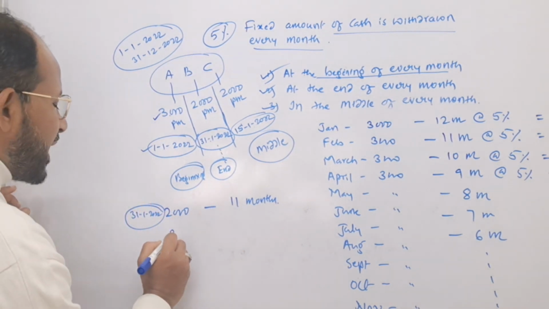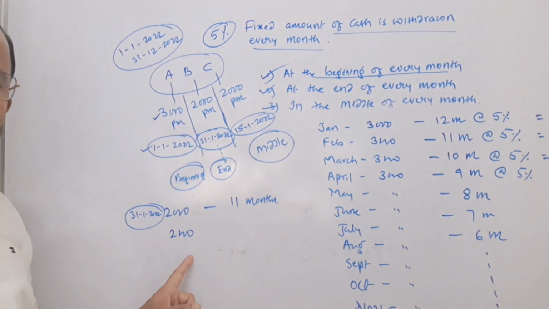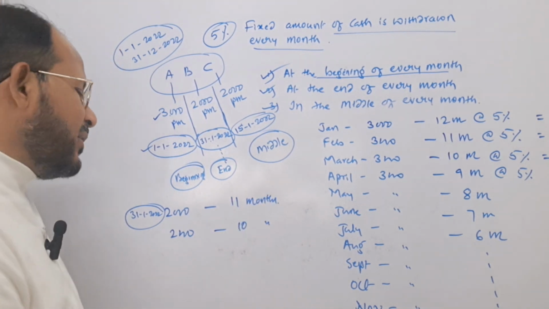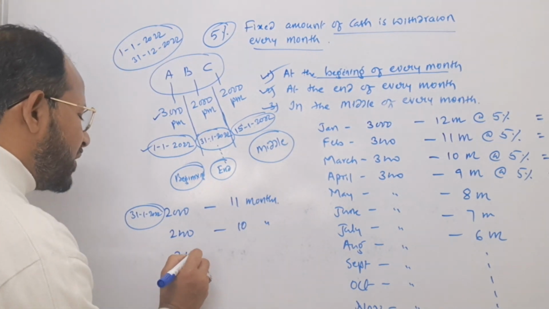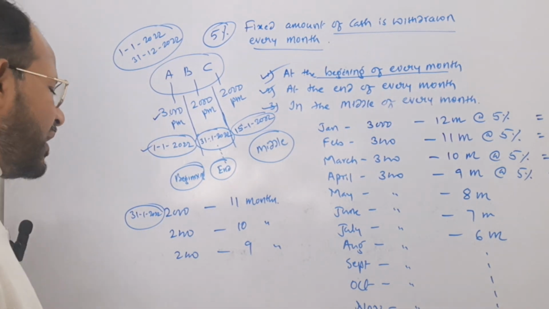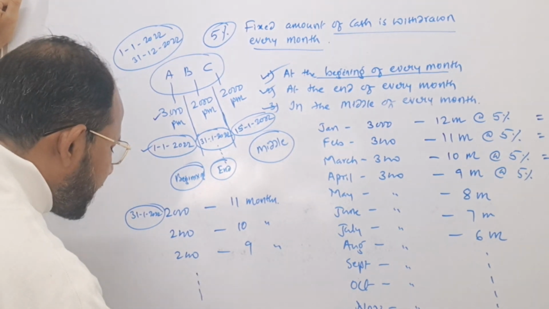Next one is the second drawing in the month of February. Again he withdraws rupees 2,000, but for this, interest is to be calculated for how many months? For 10 months. Next one is in the month of March. The interest is to be calculated for how many months? For 9 months. Like this, it goes up to December.